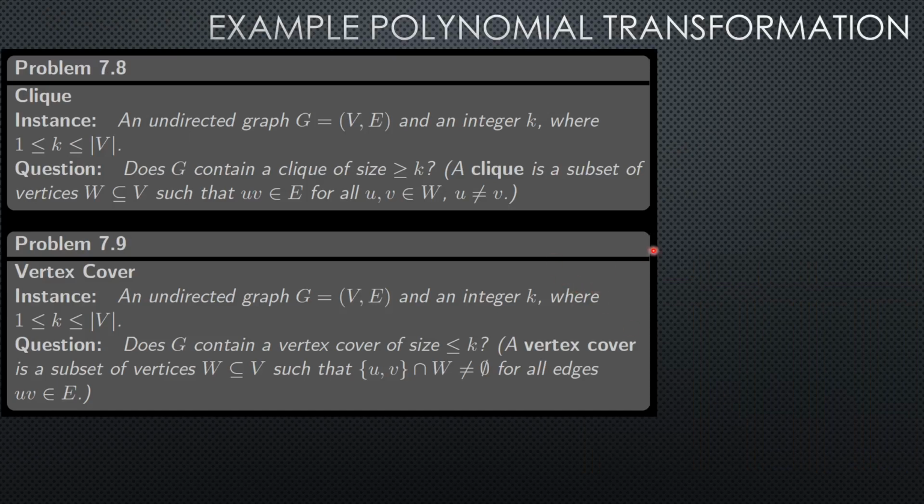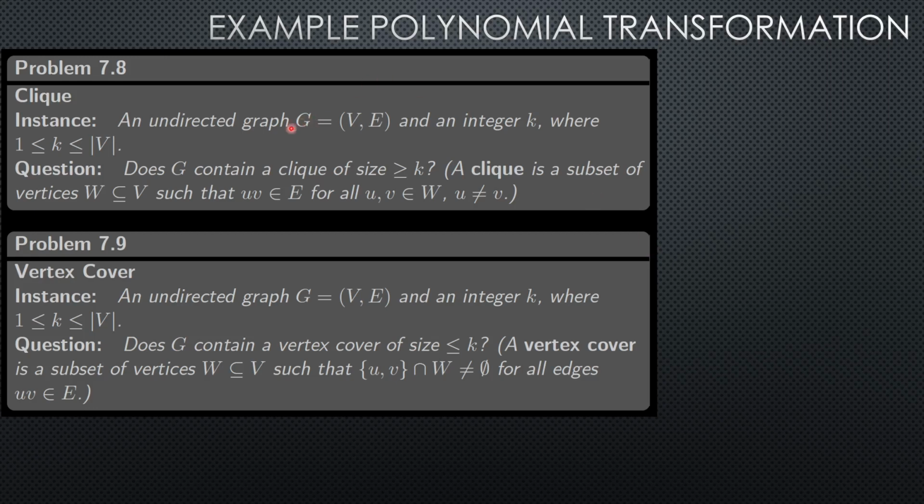Okay, so let's do an example polynomial time transformation to try to understand what's entailed in doing that. Let's try reducing two problems that don't seem very similar at first, but it turns out they are very similar. We're going to reduce the Clique problem to the vertex cover problem.